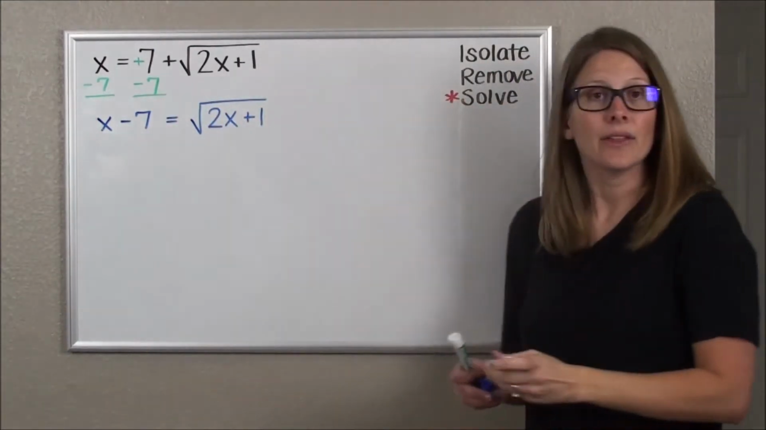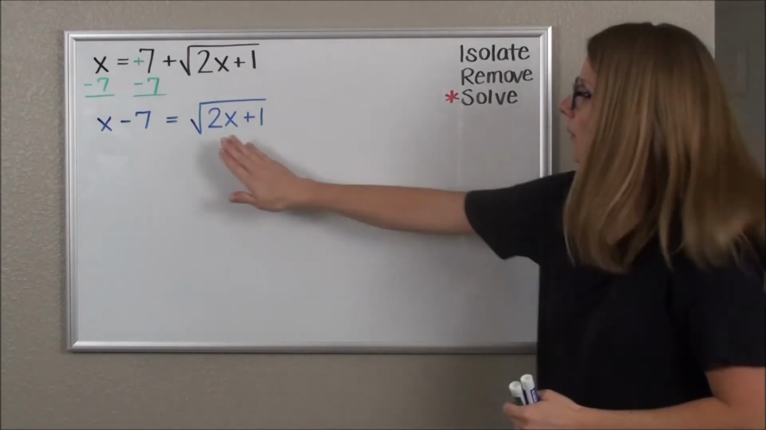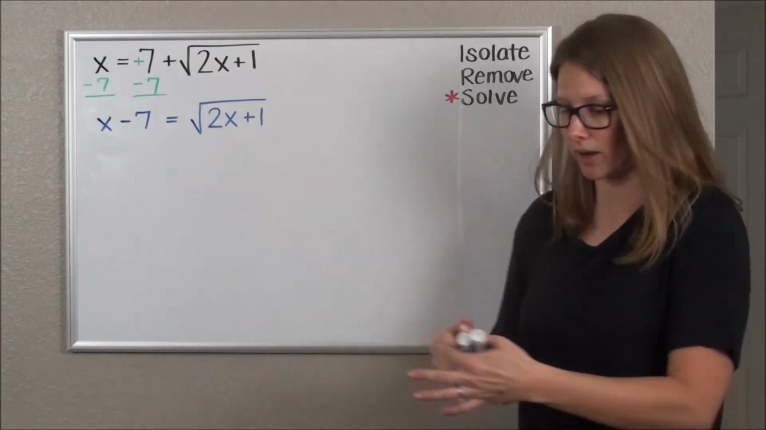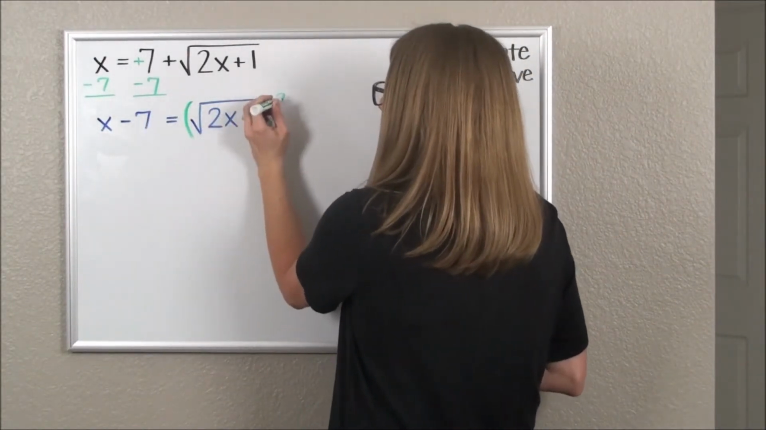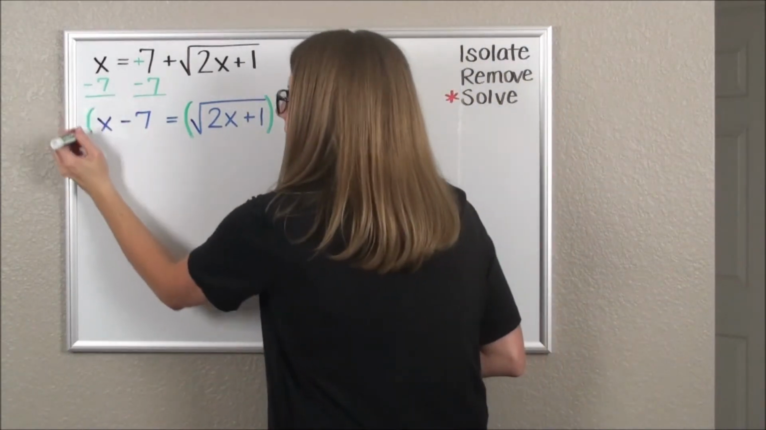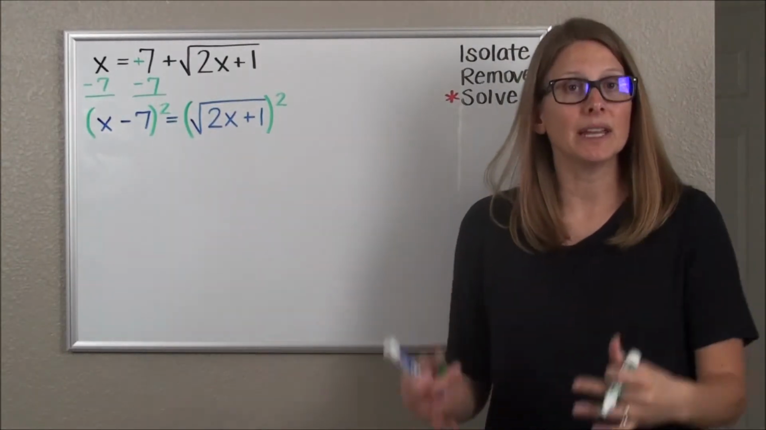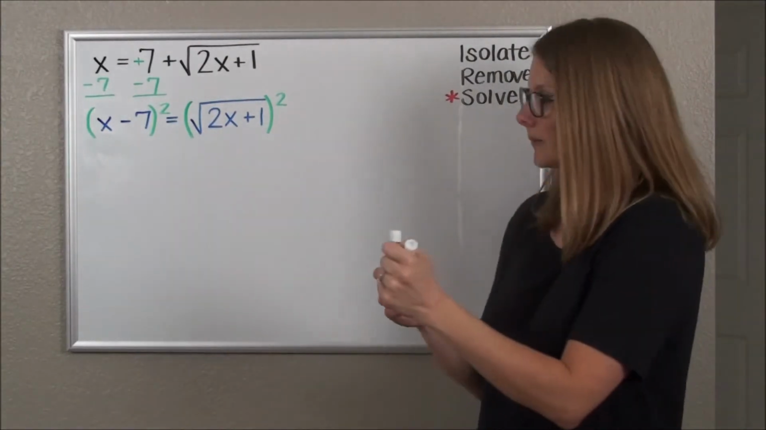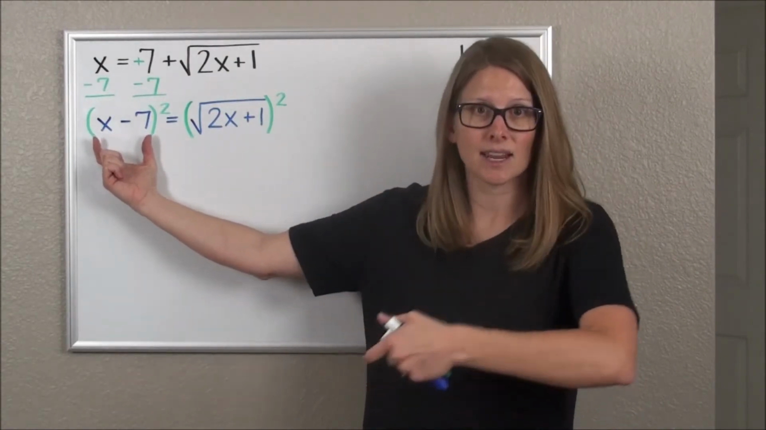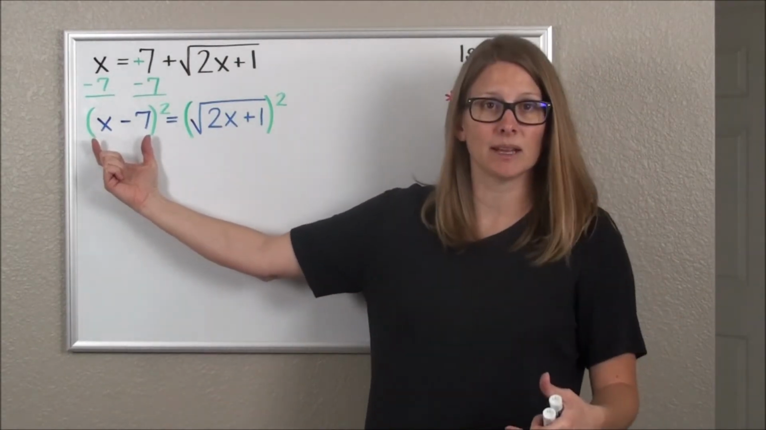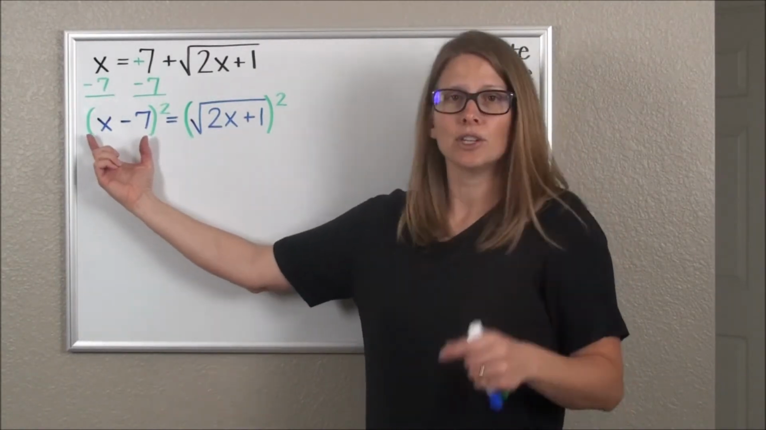Now that the radical is completely isolated, I can remove it. I remove a square root by squaring it. Just keep in mind that when I square that entire right side, I have to square the entire left side. And I'm not just squaring the pieces, I'm squaring the entire thing. So if you wanted, you could go off to the side and multiply this as x minus 7 times x minus 7. You could FOIL with arrows, you could use an area diagram, or you can use the shortcut.